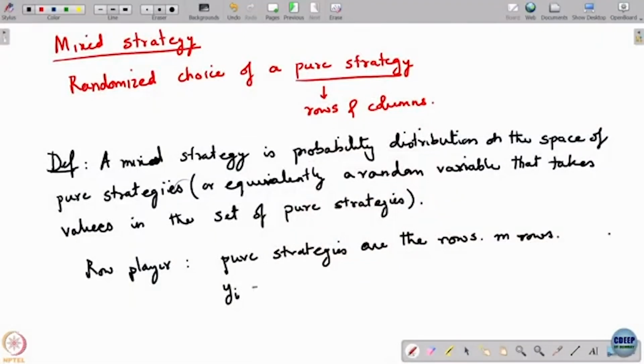Okay. So, let's write it like this. Let yi be the probability of choosing row i. Okay. Now, if this is the probability of choosing row i, what must these yi's satisfy? How many yi's are there? There are m of them. What should these yi's satisfy? Yeah. So, because this is a probability distribution, it has to satisfy that.